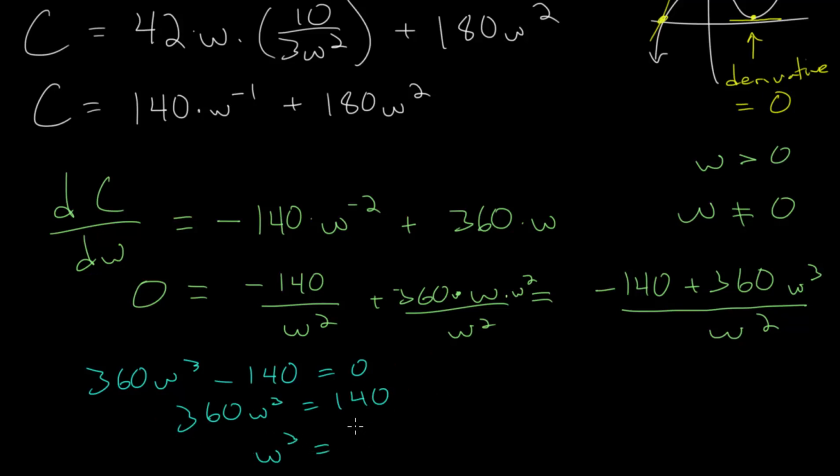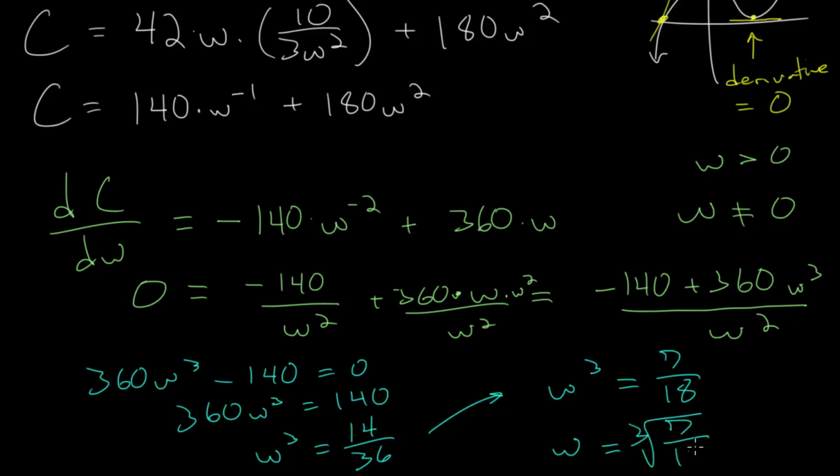We can add 140 to the other side and simplify. Let's divide by 360. So we get 140 over 360, which we can divide top and bottom by 10, so that we get 14 over 36. And W cubed, if we simplify this further, divide top and bottom by 2, we get 7 over 18. And we need to take a cube root of each side, so that we get the cube root of 7 over 18, which as a decimal is approximately 0.73, but it might be better to leave it as this irrational number.